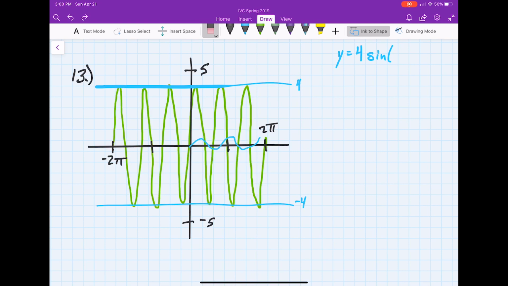Oops, trying to erase this little blue sine that I put through here. Let's see if I can get it. There we go. So if we start at the origin here, and then we count the x crossings from there, 1, 2, 3, 4, 5, 6. So I have 6 crossings divided by the 2, because that's the normal period of one cycle. I get 3. So I'll just put 3x in here, and that is the answer for number 13.